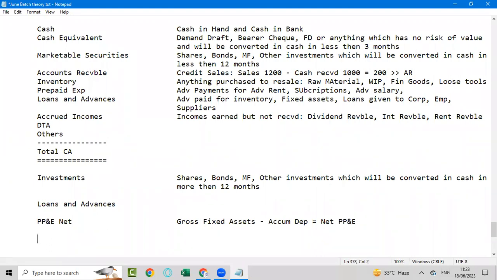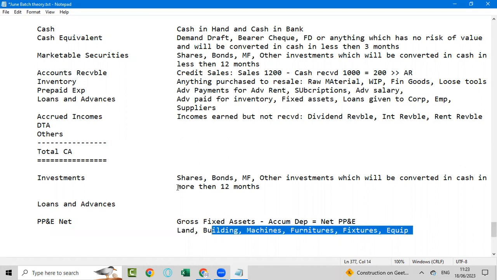And what do we include in this gross value? Value of land, building, machines, furniture, fixtures, equipments. Okay, all tangibles only. Minus accumulated depreciation on all these items except land. Land will not be depreciated, but these items will be depreciated. But the value of land will be included in gross.